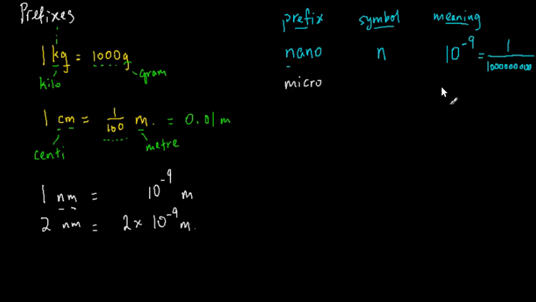And micro means 10 to the power of minus 6. So that would be 1 over 1 million, so 1 over 1 followed by 6 zeros: 1, 2, 3, 4, 5, 6. Now what do you think is the symbol for micro? First guess, it should be M. But unfortunately M is taken.